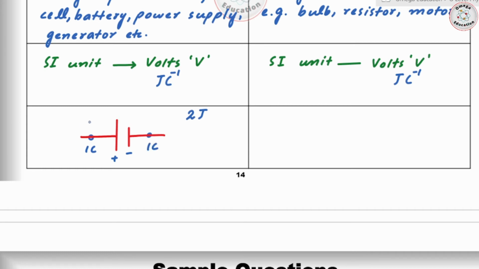I need 2 joules of energy in order to make this coulomb of charge pass through the entire circuit back to its starting point. In that case, the EMF of that cell or battery would be 2 volts. If I needed 10 joules of energy for that 1 coulomb of charge, the EMF would have been 10 volts. If I had needed 0.5 joules of energy for that 1 coulomb of charge to make it pass through the complete circuit, then the EMF would have been 0.5 volts.